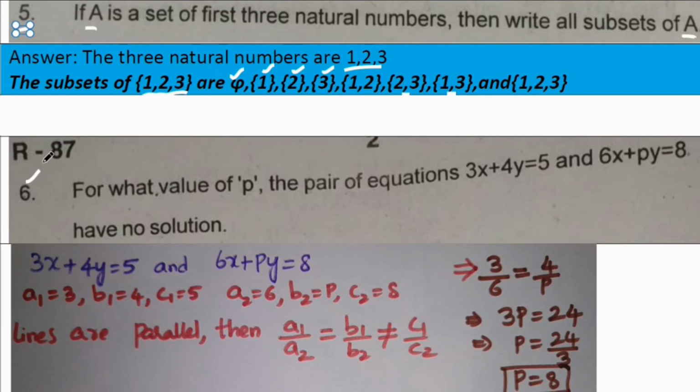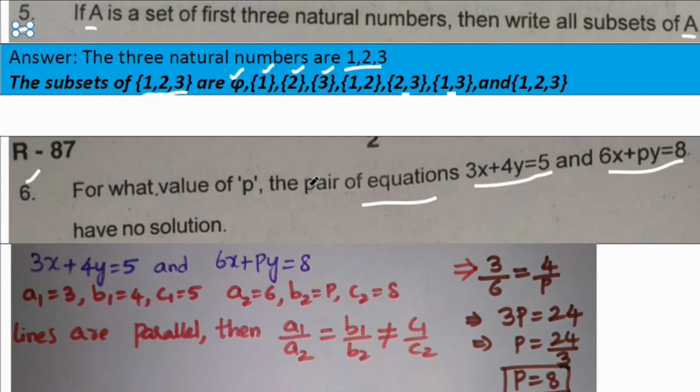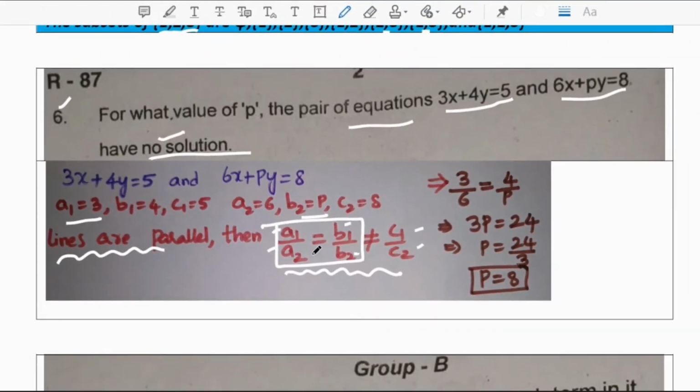Sixth question, for what values of p does the pair of equations 3x plus 4y is equal to 5 and 6x plus py is equal to 8 have no solution? Students, if a pair of linear equations has no solution, then the lines are parallel. And we know the condition for parallel lines: a1 by a2 is equal to b1 by b2, it is not equal to c1 by c2, where a1, a2, b1, b2, c1, c2 are the coefficients of the first equation and second equation. So I am replacing a1, b1, c1 and a2, b2, c2 in the condition only for the first two, because a1 by a2 is equal to b1 by b2.